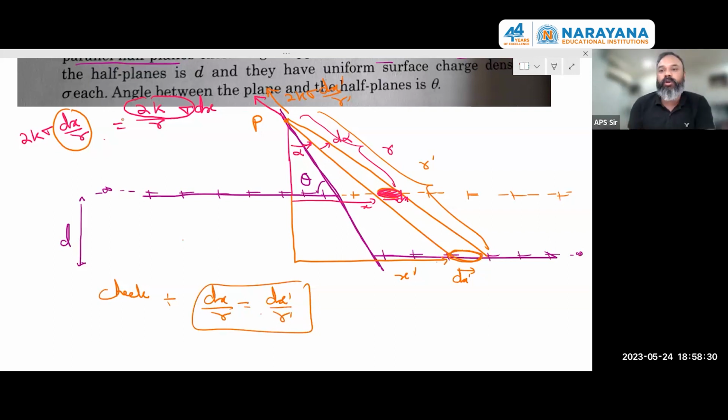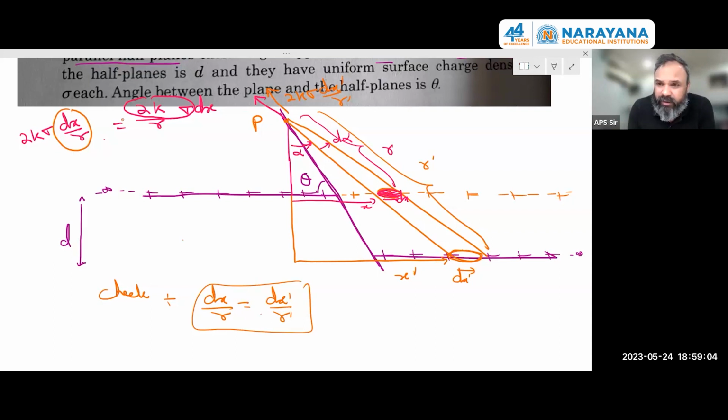And then the answer is sigma upon 2 epsilon. So by similarity, you can directly say that. You understand this when I write the ratios like x upon r or dx upon r term, and then I write x prime upon r prime or dx prime upon r prime term. I'll get the same term. If you want, I can write the simple equations also to derive it, but I don't think it is required. Directly by geometry, you can say that.